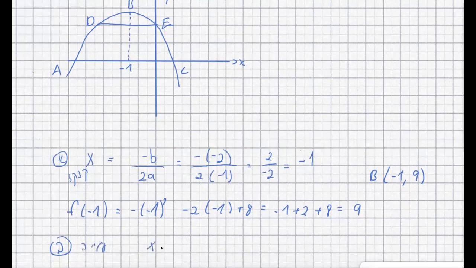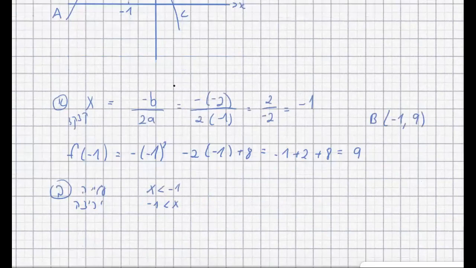And what is the interval of decrease? X is greater than minus 1. So after minus 1, everything greater than minus 1, the parabola is decreasing. Make sense? Yep. Okay. Cool.